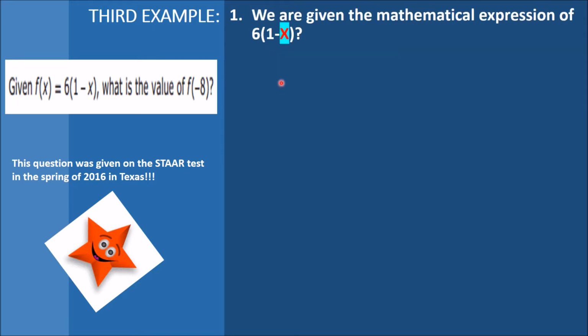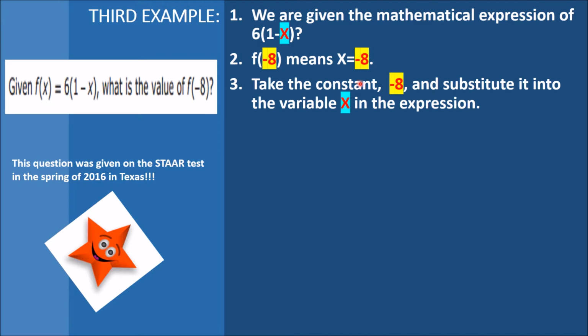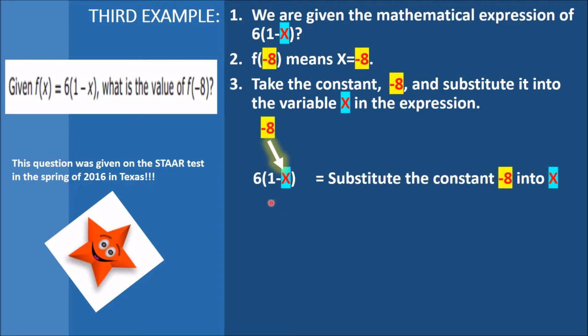So now that we know how to attack this problem, let's go ahead and do it. First off, we need to realize that we're given the mathematical expression of 6 times a quantity 1 minus x. And also we need to remember that f of negative 8 really just means that x is equal to negative 8. So I'll take my constant, which is negative 8, and I'll substitute it into the variable x in our algebraic expression. So here's my negative 8, here's my 6 times 1 minus x, my algebraic expression, and I substitute my constant negative 8 into my variable x. And so when I do that, the 6 remains the same, the 1 remains the same, the minus is still there, but instead of x now I've got negative 8.